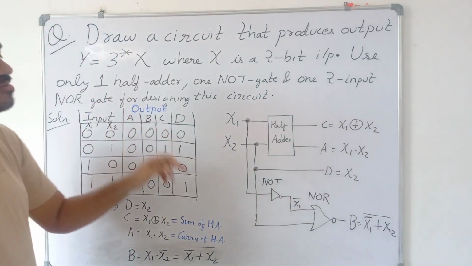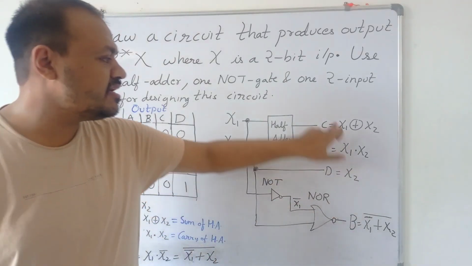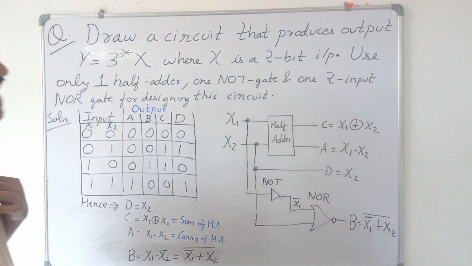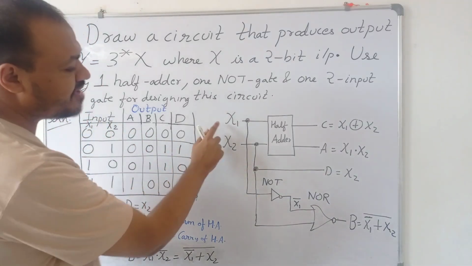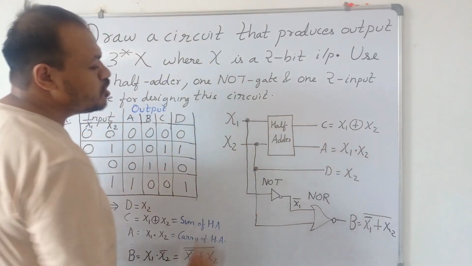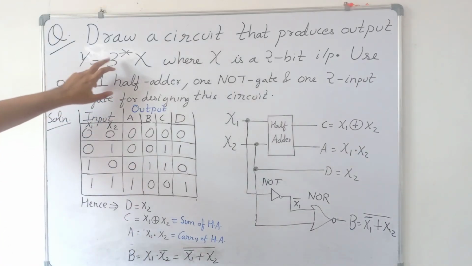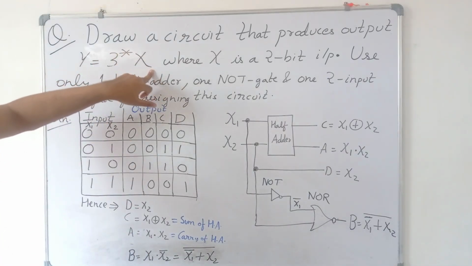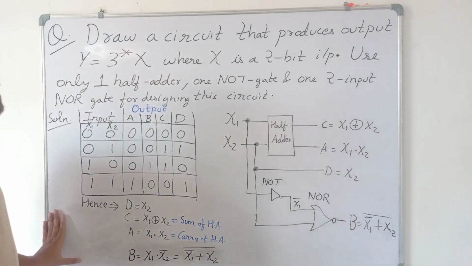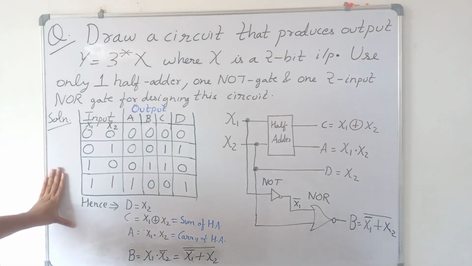So the output is 4 bits A, B, C, D. We have realized the circuit. We have converted this 2-bit input to a 4-bit output, where output equals 3 multiplied by X. So this was the simple circuit designing that was done for this question.